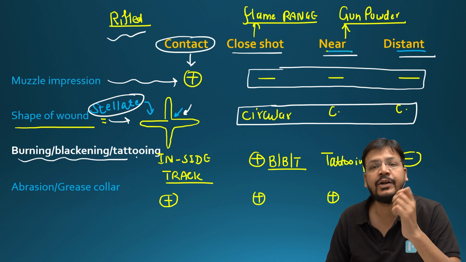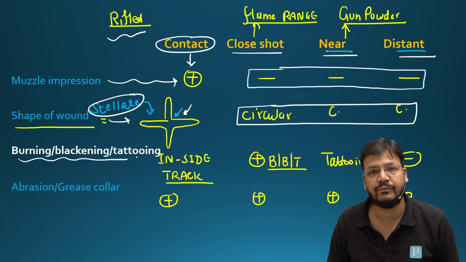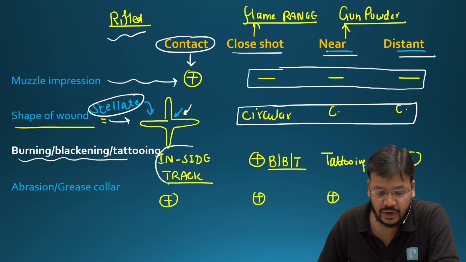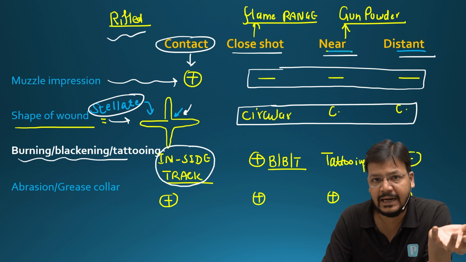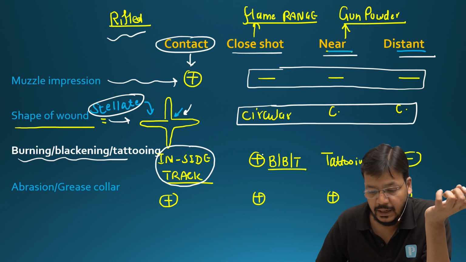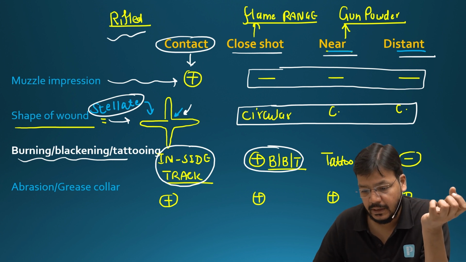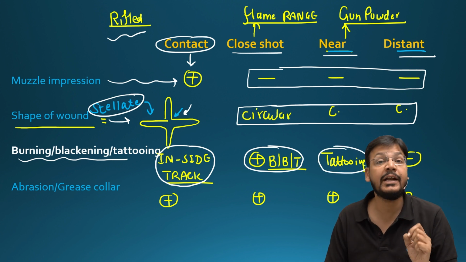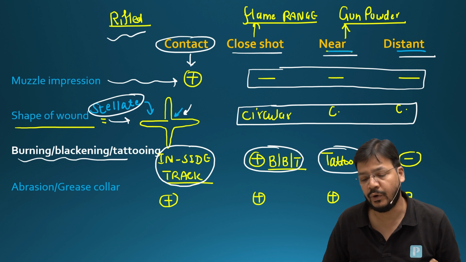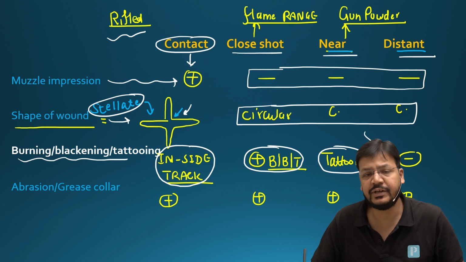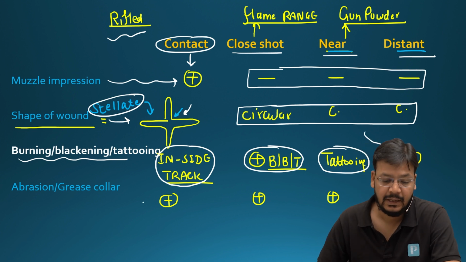Burning, blackening, and tattooing, which are caused by flame, smoke, and gunpowder, in a contact shot go inside the track. In a close shot, burning, blackening, and tattooing are all present. In a near shot, only tattooing is present. And in a distant shot, all are absent.